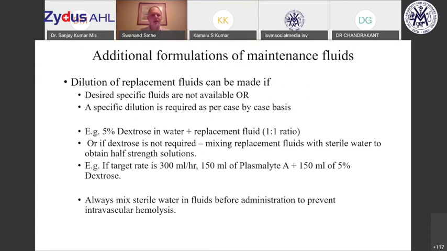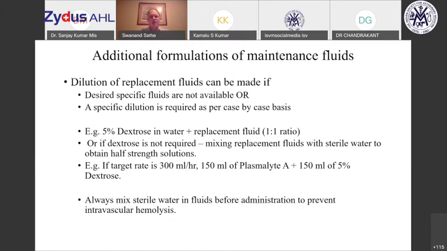I decided to include additional formulations of maintenance fluids. Sometimes in certain countries, you may not get replacement fluids like those isotonic fluids that I mentioned. So in those cases, you can actually make certain replacement fluids based on the fluids that you have. For example, you can mix 5% dextrose in water with replacement fluid in a 1:1 ratio, and that essentially makes that solution half-strength dextrose and half-strength isotonic solution.